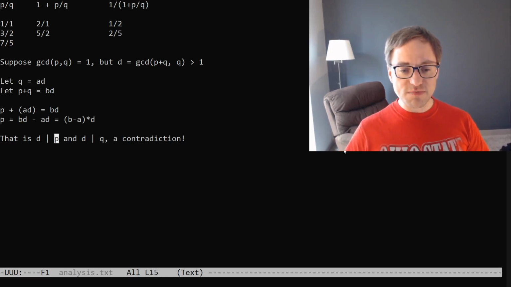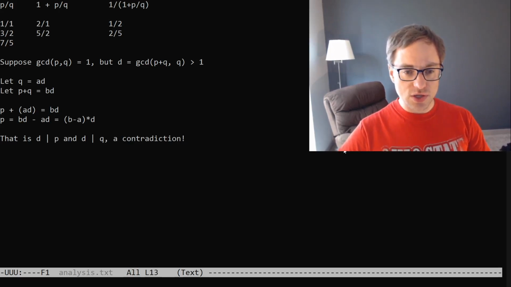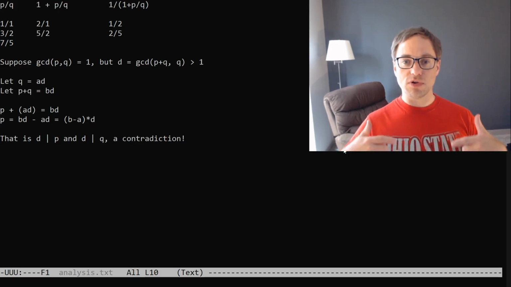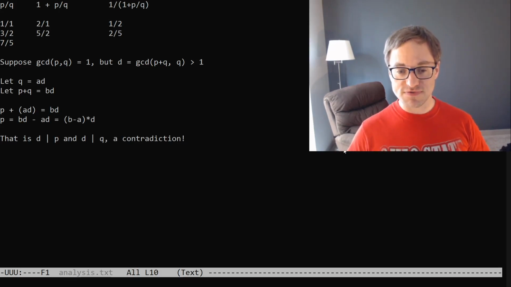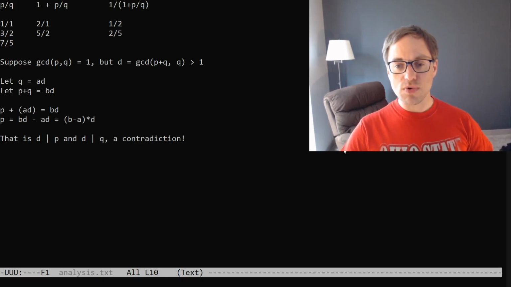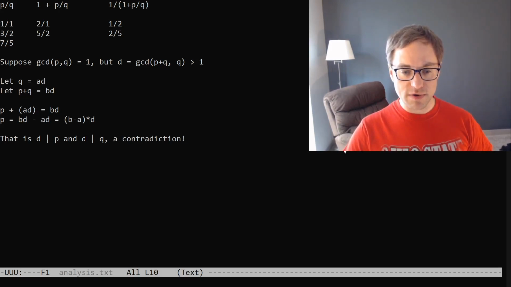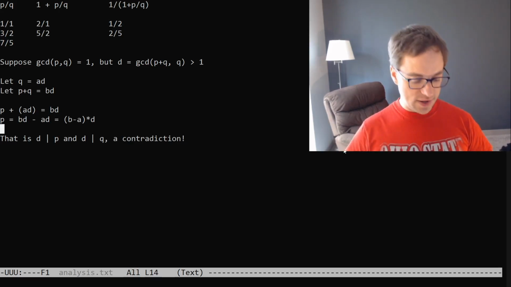Okay, so this means that by using this process of taking the reciprocal and adding 1 and doing that multiple times, we will never create a fraction that is not in reduced form. There will always be no common divisor greater than 1 for both the numerator and the denominator. And with that out of the way, let's get to writing the code.